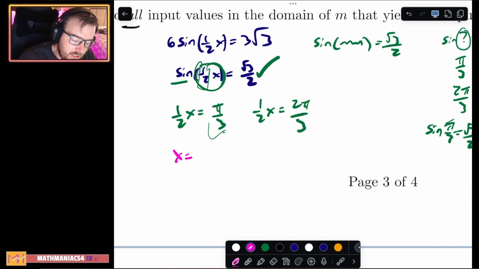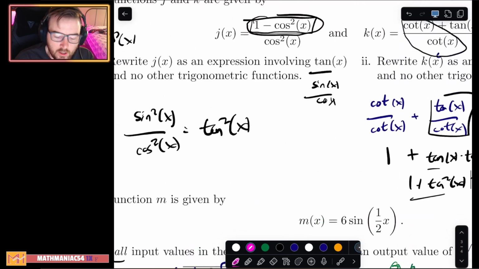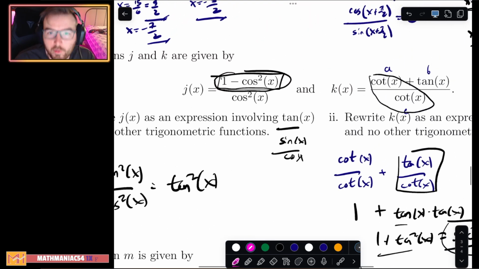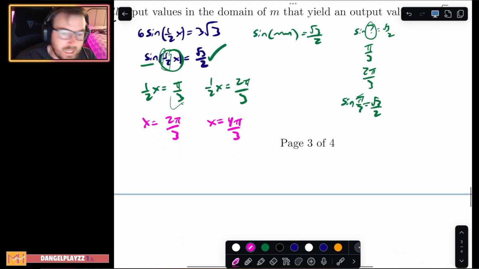So multiply by 2 here, and you get 2 pi over 3. And when you multiply by 2 here, you get 4 pi over 3. And that was the first point of this question. By the way, all the problems prior to this were just 1 point if you got the answer, if you didn't get the answer. That's the first point of this question, 2 pi over 3 and 4 pi over 3.